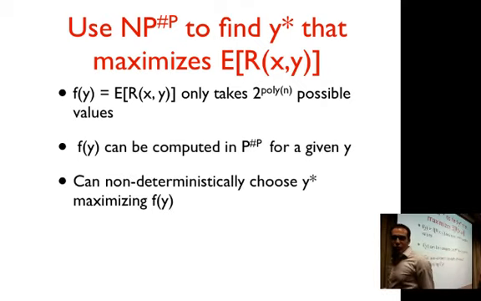And here's the proof. Given that you can compute this f in P to the #P, you can also do a binary search over all the different certificates y star to find the one that maximizes this function in NP to the #P. And I'm guessing that if you can look at all the certificates, I'm not sure. Let's take it offline. It's a good question.